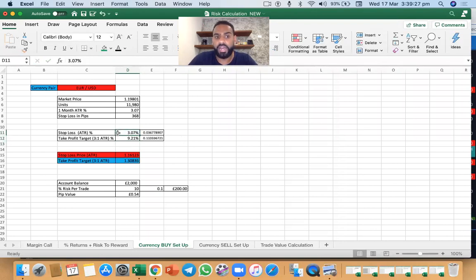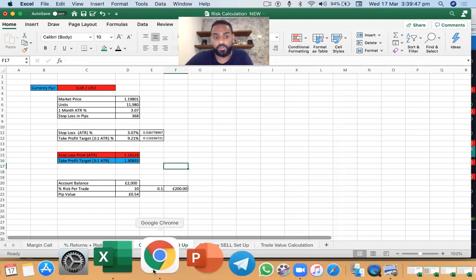But I use a 3-to-1 risk to reward. And it's going to tell you exactly how much you need to have your take profit target as a percentage to get that 3-to-1 risk to reward, okay? And now it's telling you our stop loss price of 1.16123, and our take profit price has to be 1.30835. So let's go and test this in the markets right now and see if this is accurate, because I don't want to just say this to you. I want to show you how this actually works.